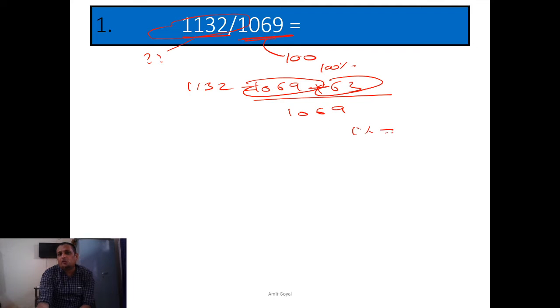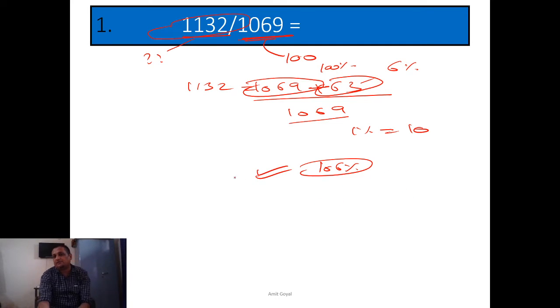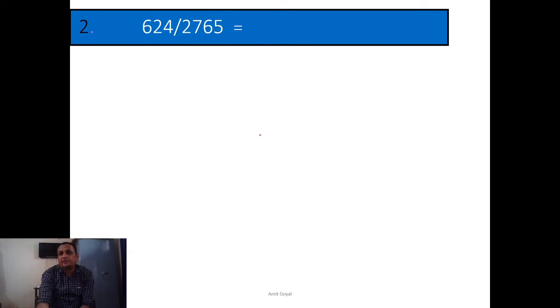Now 1% of the denominator is approximately 10. So this is approximately 6%. And if 1% is 10.7, it is slightly less than 6%. So the answer should be around 106%, or I can say slightly less than 106%. So any answer around 106% should be my answer. I hope you got it. Okay, let's take another example.